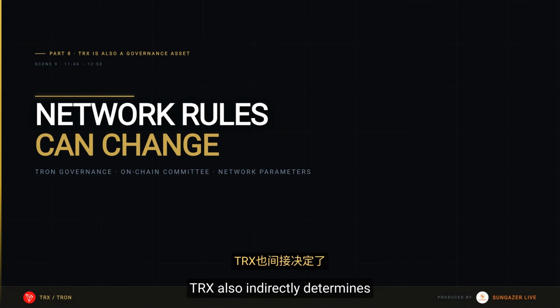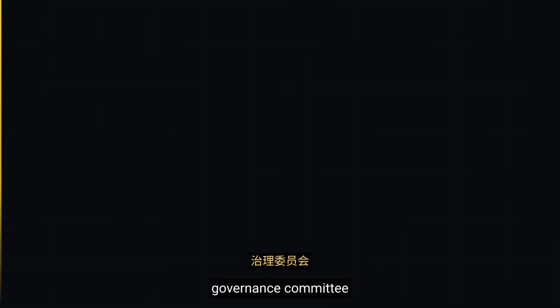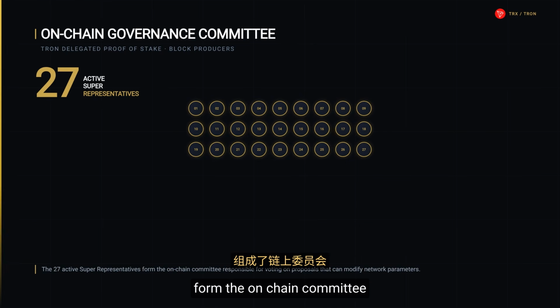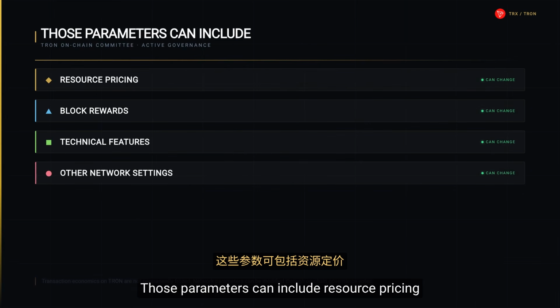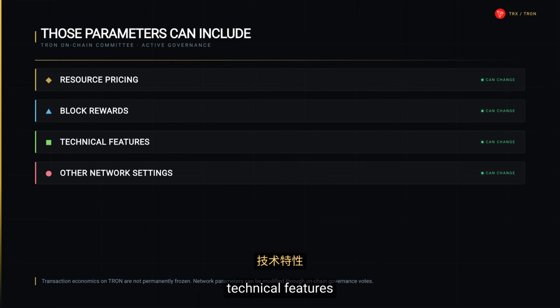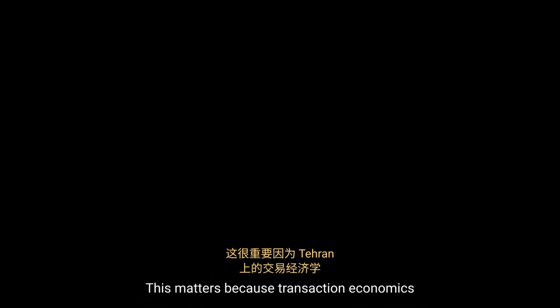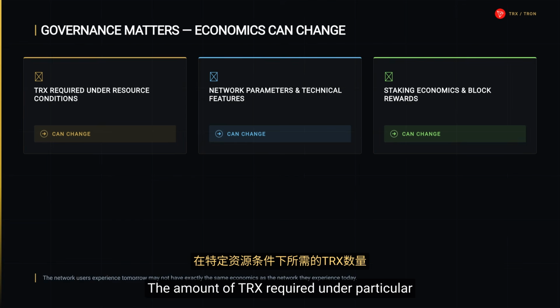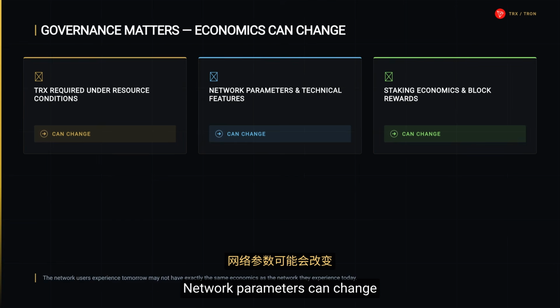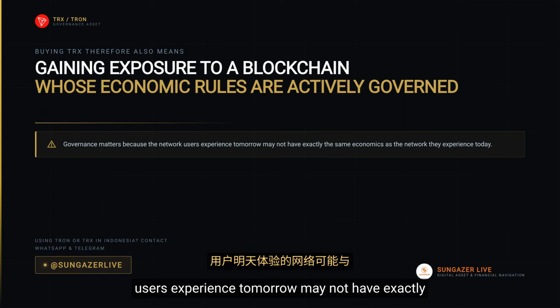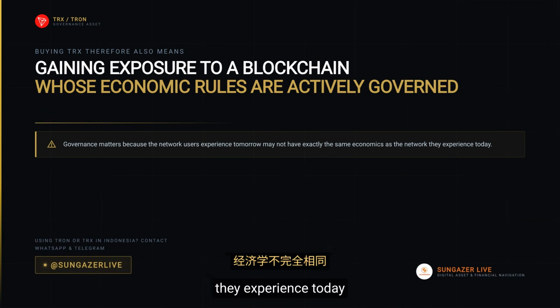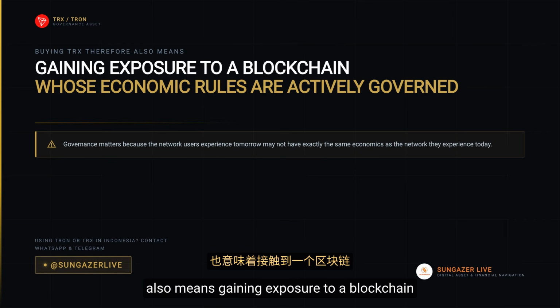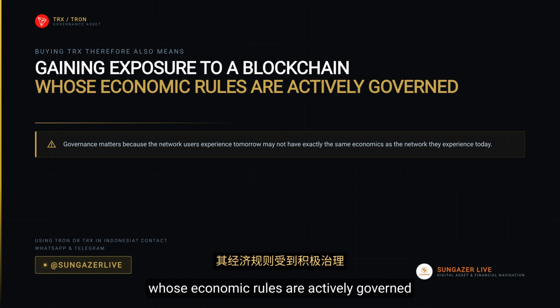TRX also indirectly determines who can participate in TRON's governance committee. The 27 active super representatives form the on-chain committee responsible for voting on proposals that can modify network parameters. Those parameters can include resource pricing, block rewards, technical features, and other network settings. This matters because transaction economics on TRON are not permanently frozen. The amount of TRX required under particular resource conditions can change. Network parameters can change. Staking economics can change. Governance matters because the network users experience tomorrow may not have exactly the same economics as the network they experience today. Buying TRX therefore also means gaining exposure to a blockchain whose economic rules are actively governed.